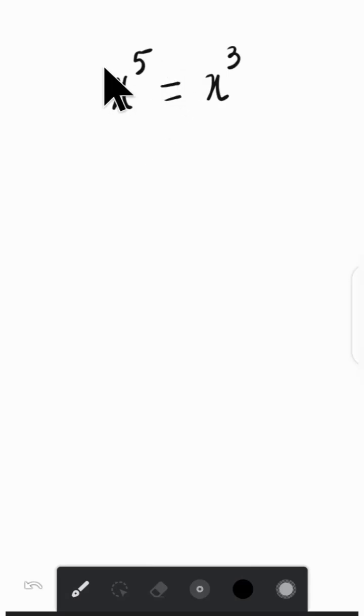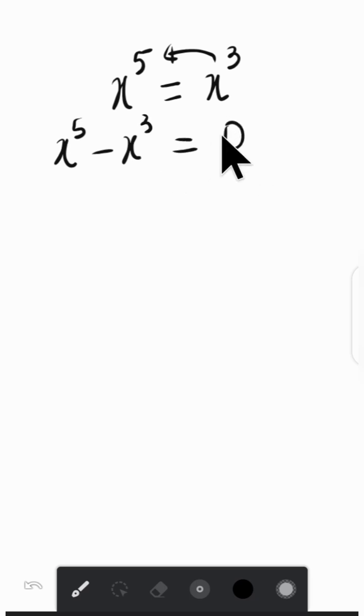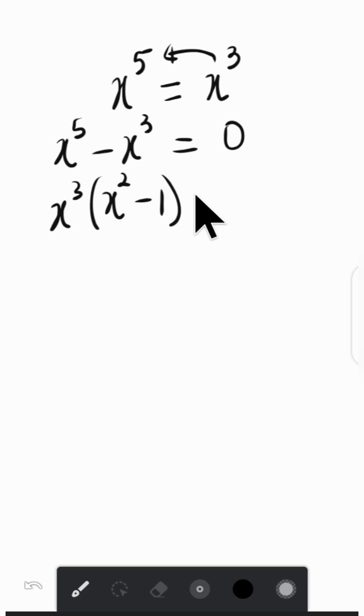Hello viewers, how do we simplify this equation? The first thing to do is to take x cubed to the left hand side. So we have x to the 5 minus x to the 3 is equal to 0. Now you can factor out x cubed from this expression here. So you have x cubed times (x squared minus 1) equal to 0.